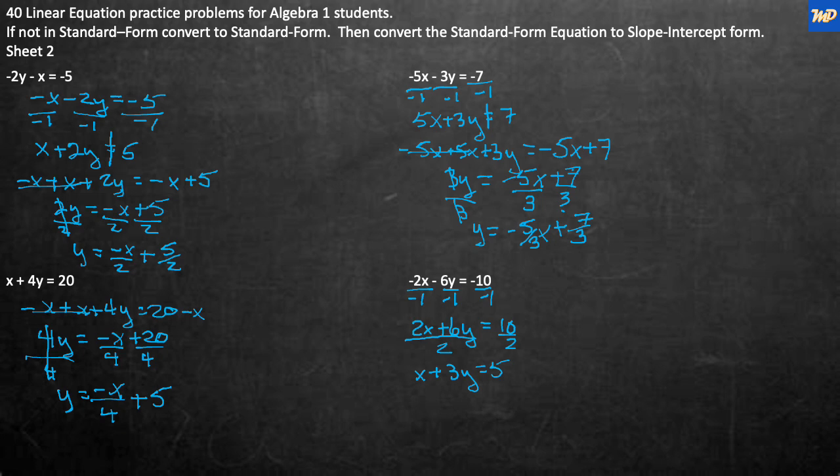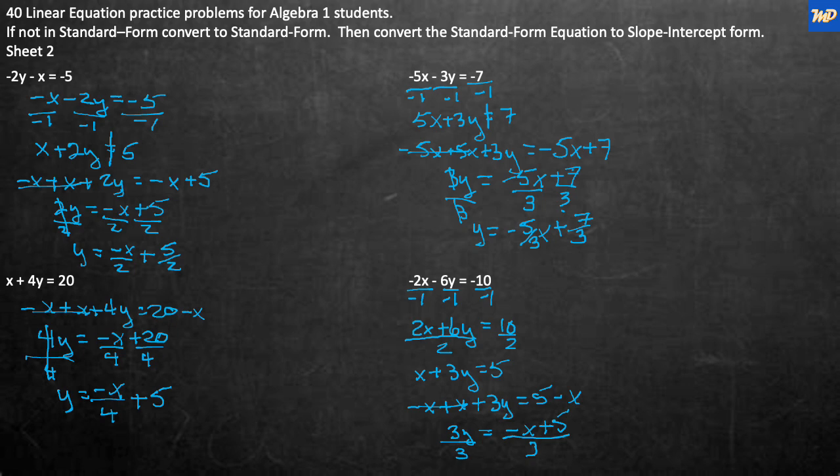Now we move the x, negative x plus 3y is equal to 5 minus x. So the x's cancel. 3y is equal to, I'm going to move the x, minus x plus 5. I'm going to divide everything by 3. I'm going to divide by 3. And I'm going to divide the whole side by 3.